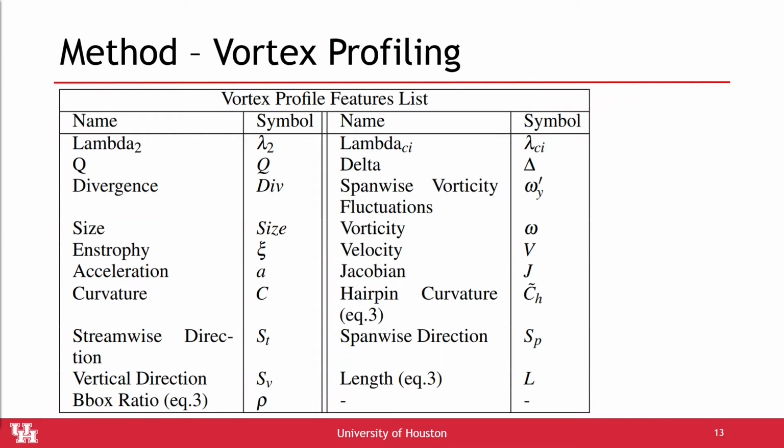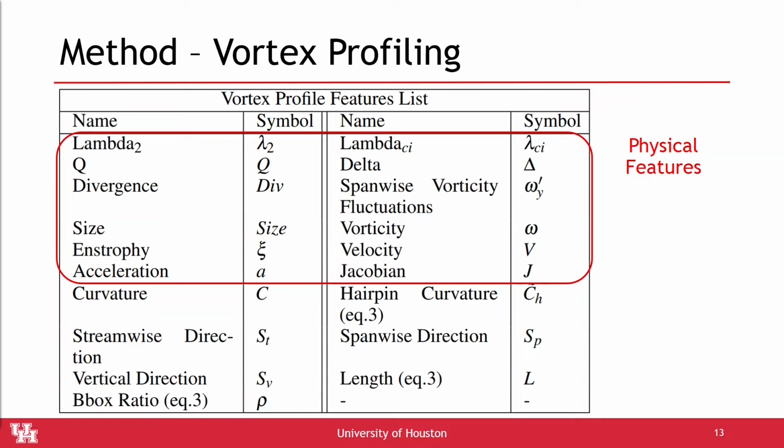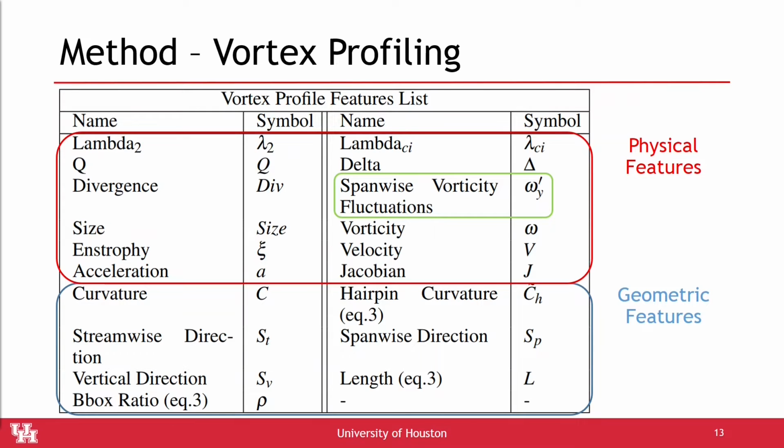For vortex profiling, we use a combination of physical attributes such as lambda 2, Q, vorticity, etc., and geometric features such as curvature, streamwise, and span-wise direction components of the skeleton of the vortices. According to fluid dynamics experts, span-wise vorticity fluctuation has a strong positive value in the head of the hairpin vortices. Therefore, we use this as the primary physical attribute for hairpin vortex identification.